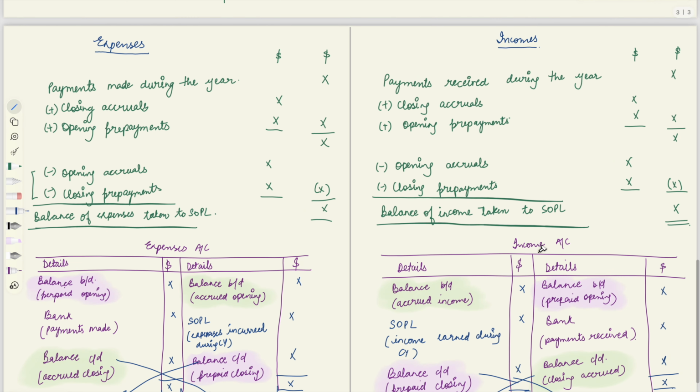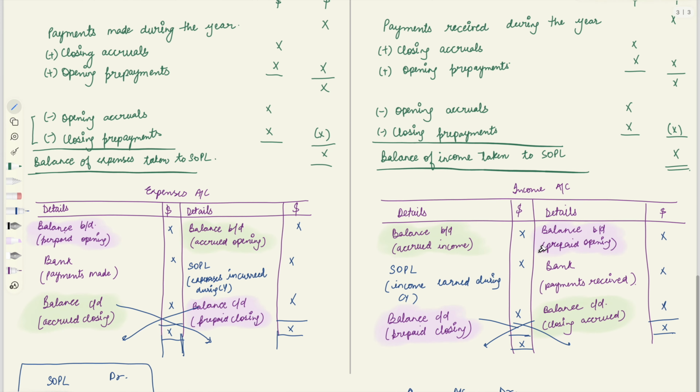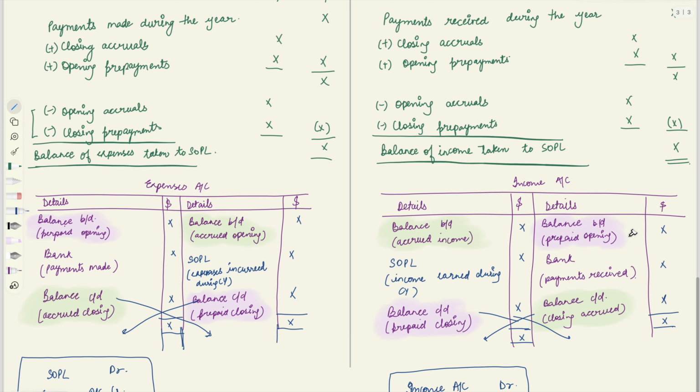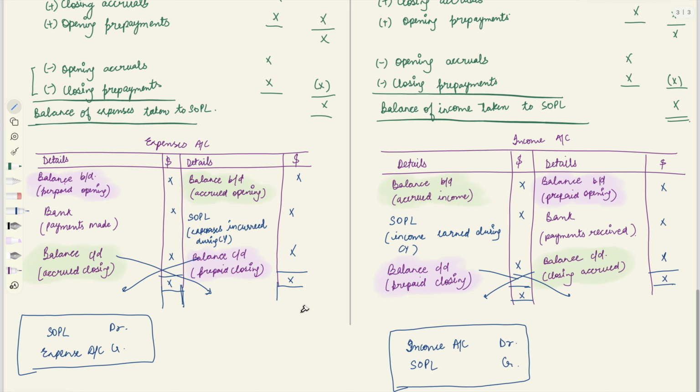That is the main summary of your income and expenses in case of accruals and prepayments. And this applies to all different types of incomes and expenses: rent and insurance for expenses, commissions and interest received for incomes, and many more. It can be anything for that matter.